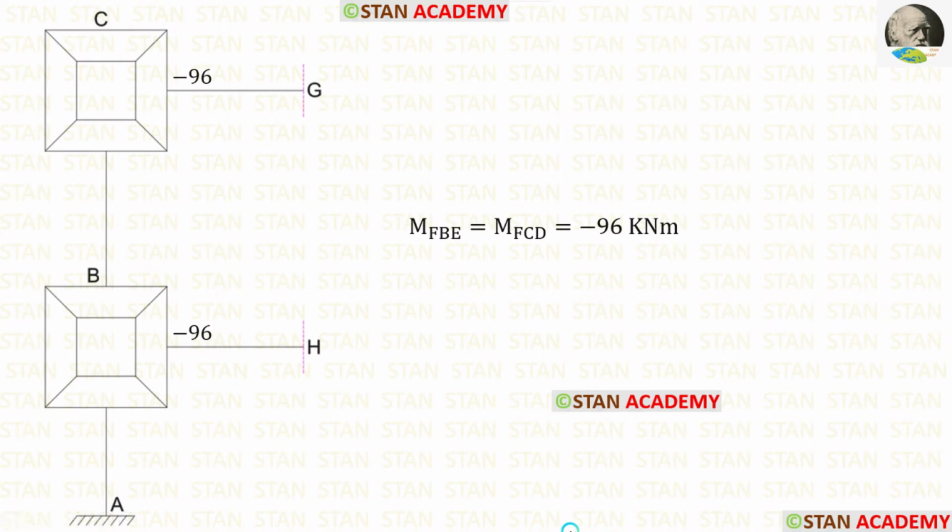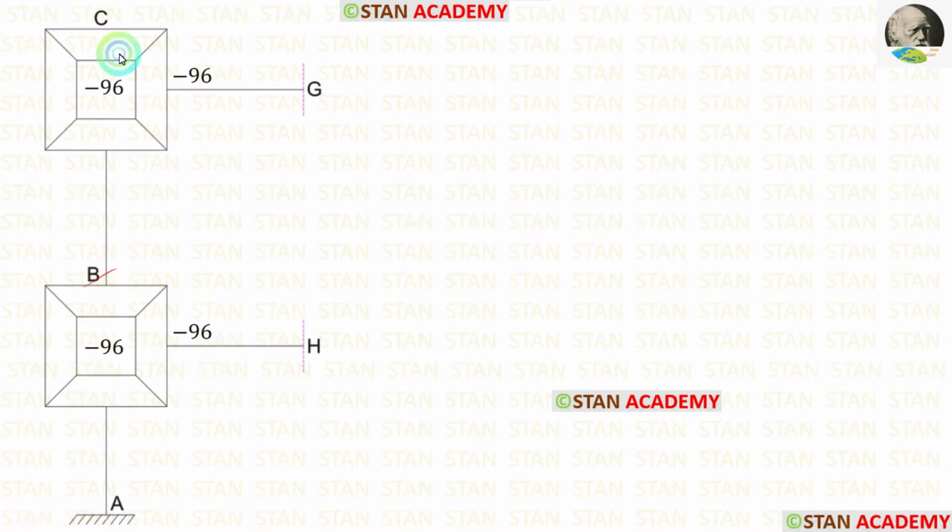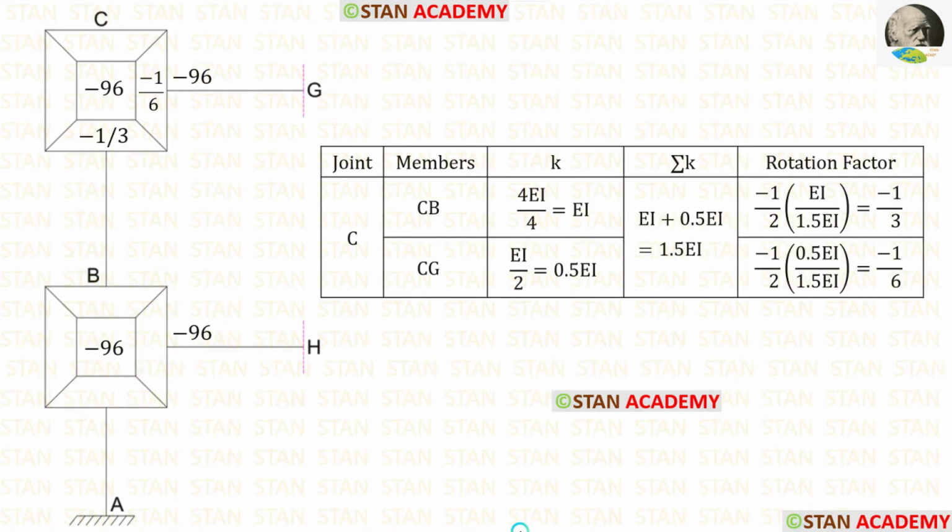Now let us enter the fixed end moments. M of BE is minus 96. M of CD is also minus 96. In the joints B and C, we have to add all of the fixed end moments. Except these two moments, all the other fixed end moments are 0. So in the joints B and C, when we add all of the fixed end moments, we will get minus 96.